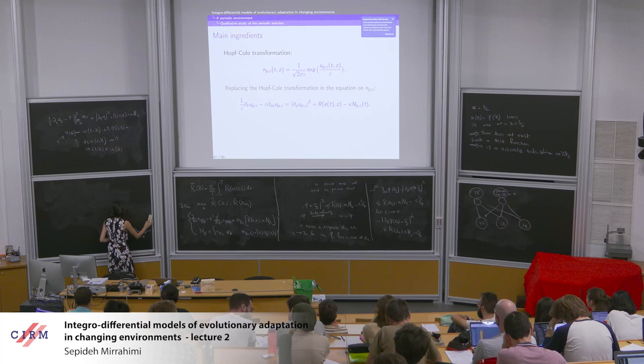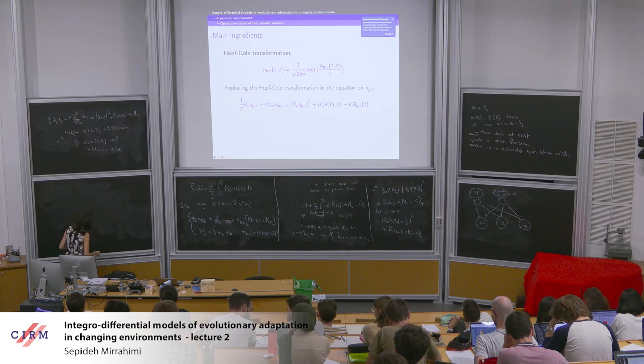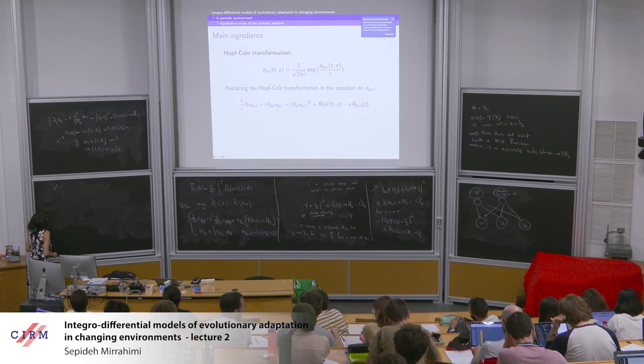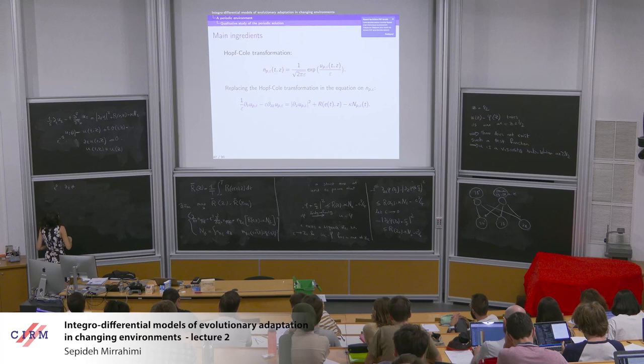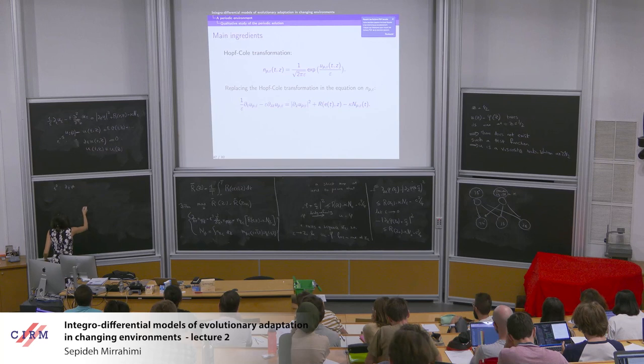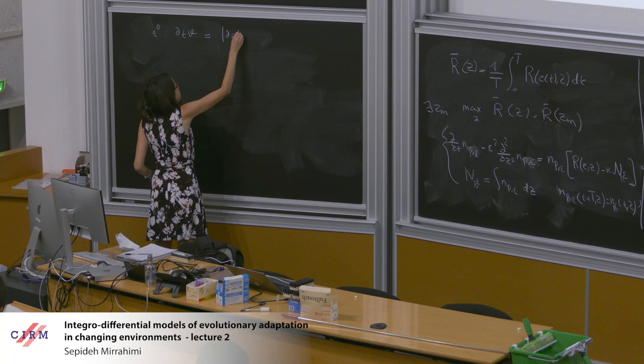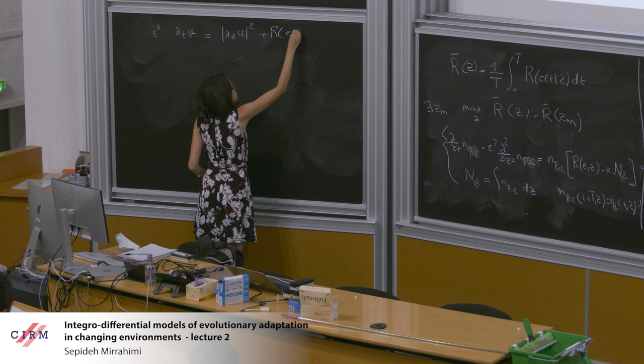Okay, so then we look at the terms of order 0, and this will give us dt of v. The term with second derivative doesn't have any term of order 0, and then we will have gradient of z of u squared plus R of E and Z.